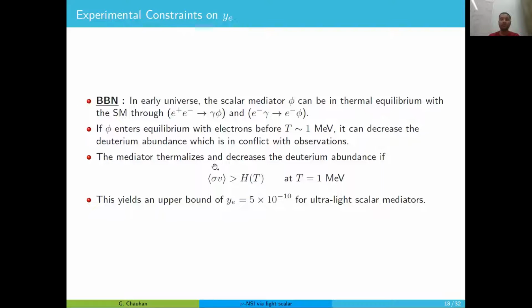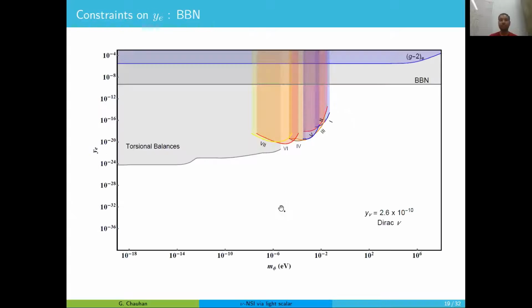So if this mediator thermalizes and decreases the deuterium abundance, that happens if the thermal average cross section is greater than the Hubble rate at the time of BBN. This pretty much yields a very strong and almost constant bound for this ultralight scalar mediator around 10 to the power minus 10 level, which appears on the plot stronger than the g minus 2 bound over here.